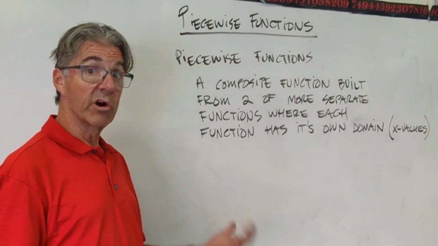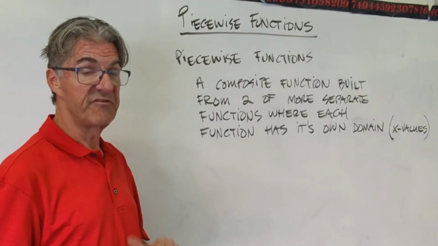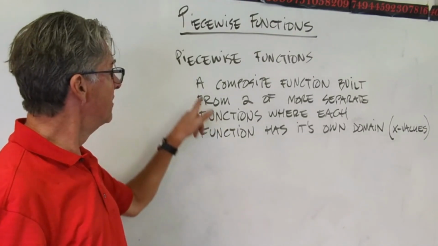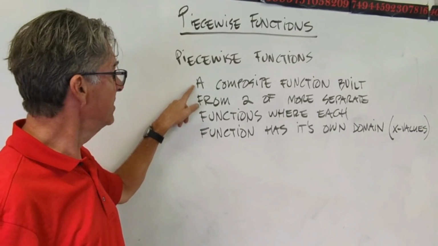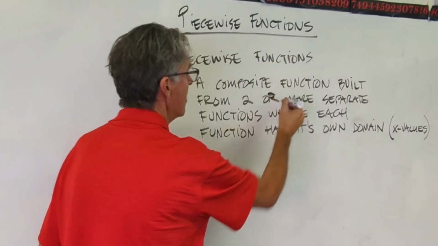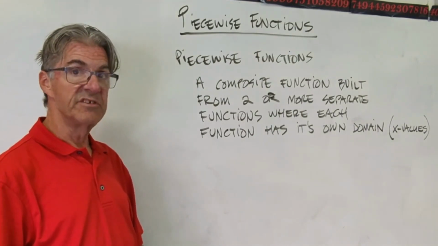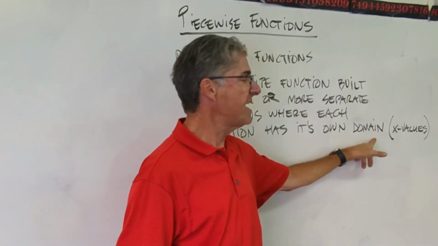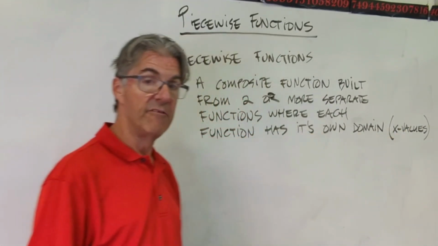Okay, let's look at a working definition for a piecewise function. It's going to look very similar to a composite function with one difference. First off, it's a composite function that's built from two or more, that's an or, separate functions. Now here's the new part, where each function has its own domain, which are the x values of the function.